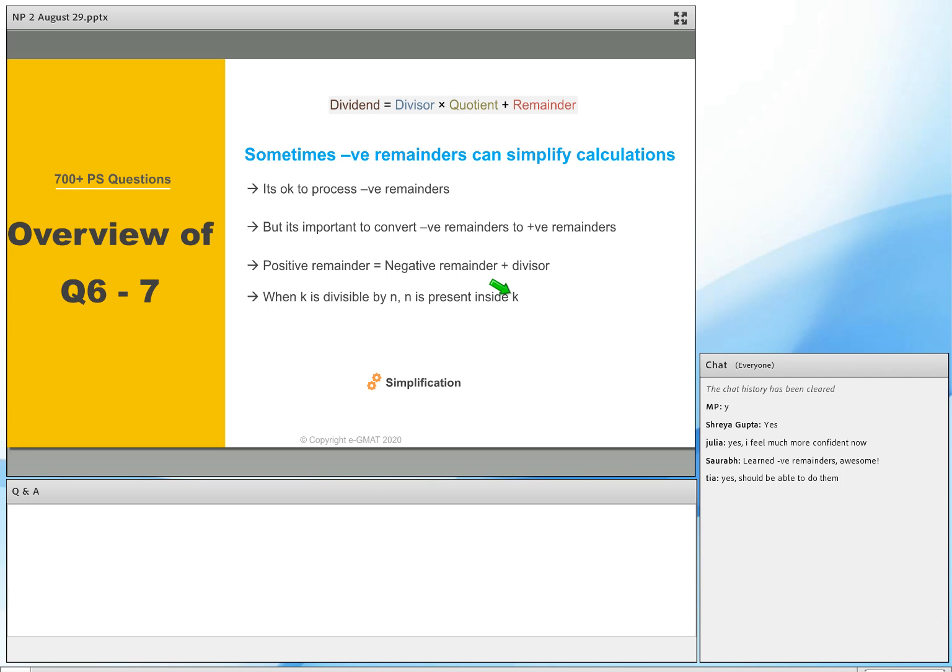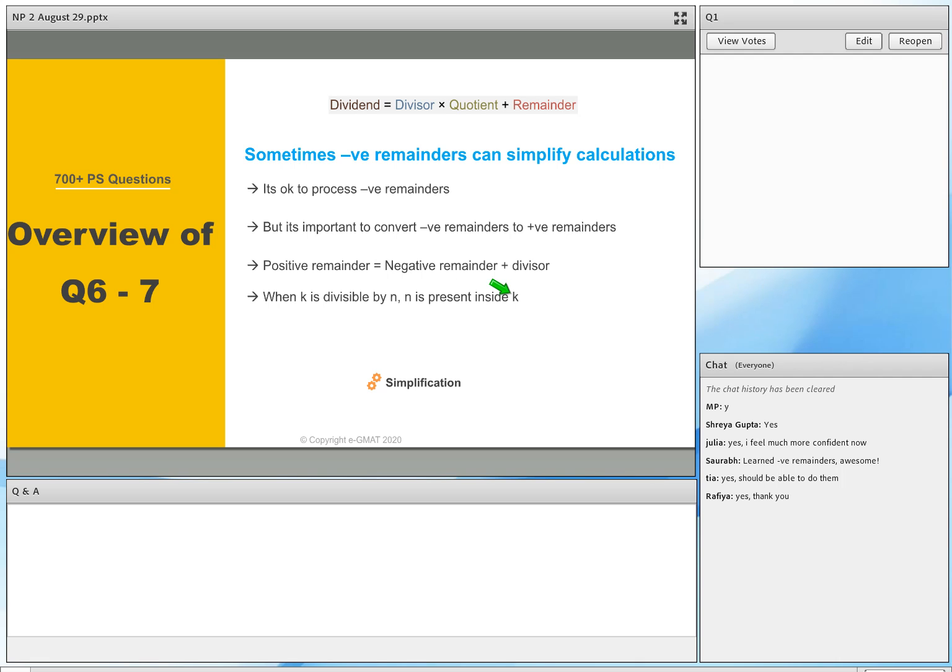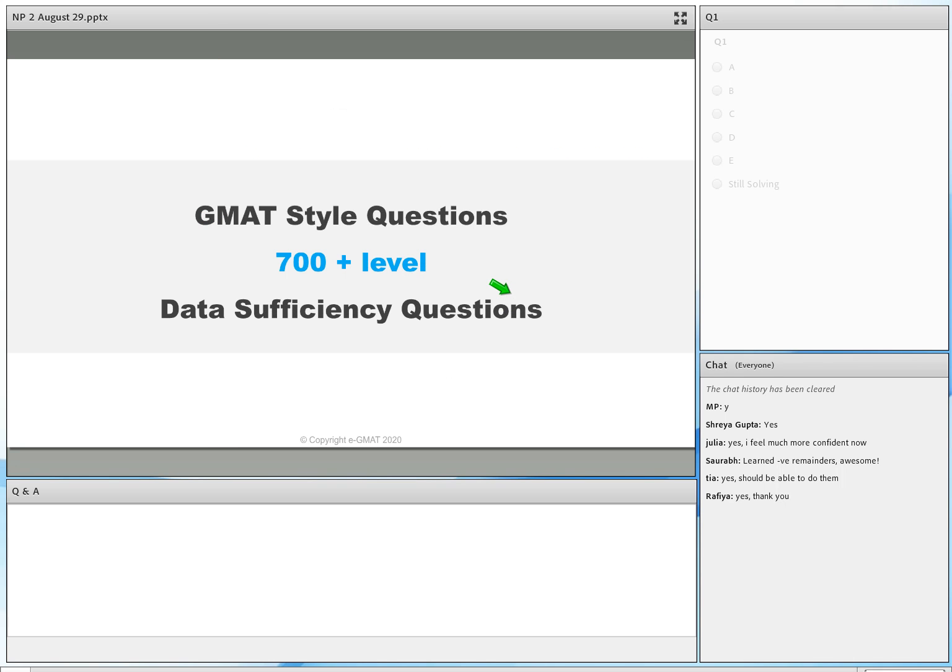Yeah, Saurabh, negative remainders is beautiful. Tia, yes, I should be able to do them. That's good. It's a pleasure, Rafia. Okay, I'm so glad to see this. This confidence, I hope we all just come out on the other side with happy results, with positive results.